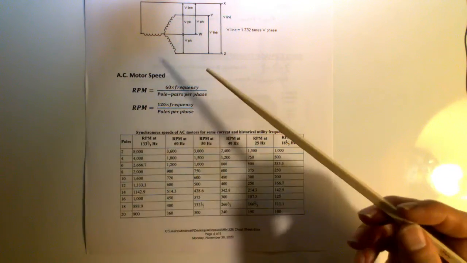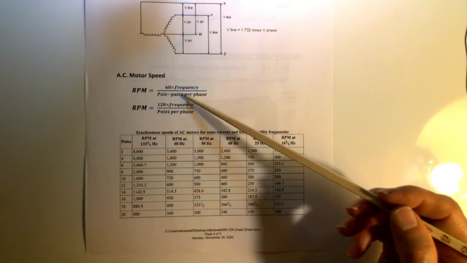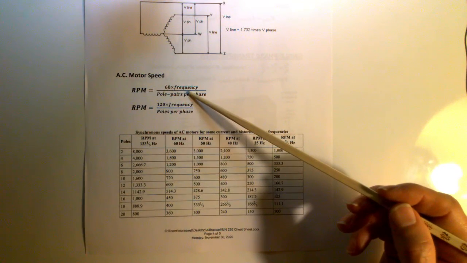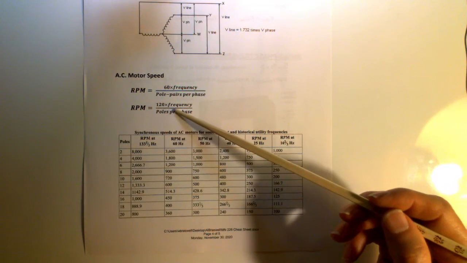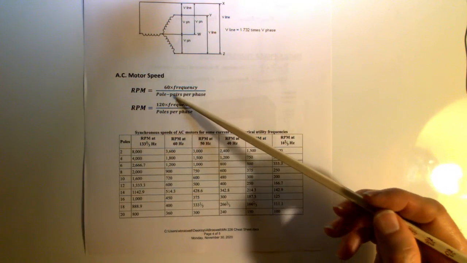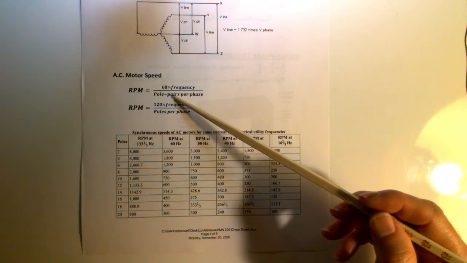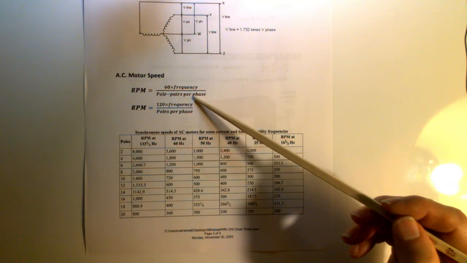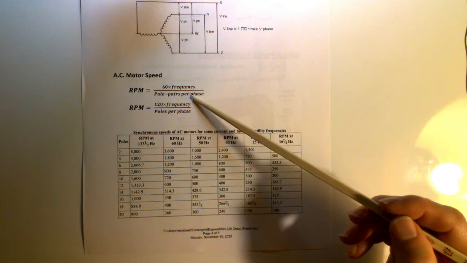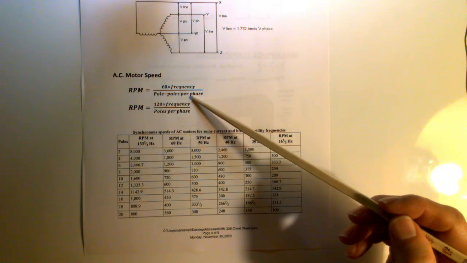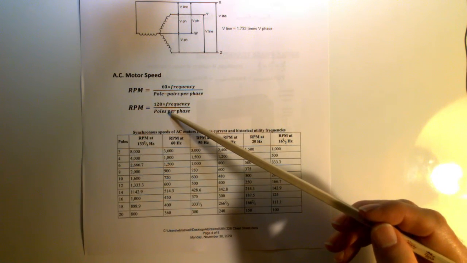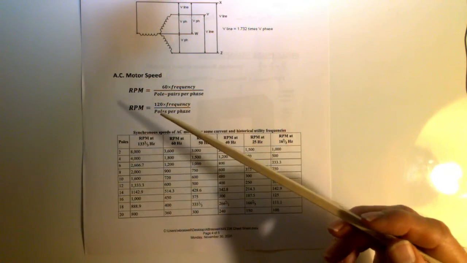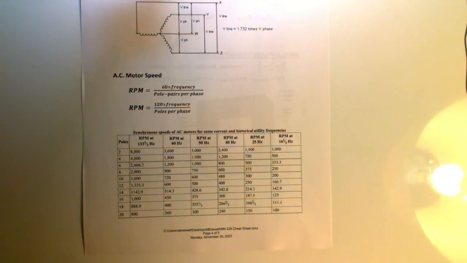They look alike, but they're deceptive in the fact that the denominator of this relationship is different than the denominator of this relationship. The denominator here says pole pairs per phase, and I want you to pay attention to the fact that it is per phase. This one down here says poles per phase. Do I have an illustration for that? I've got a small one here.